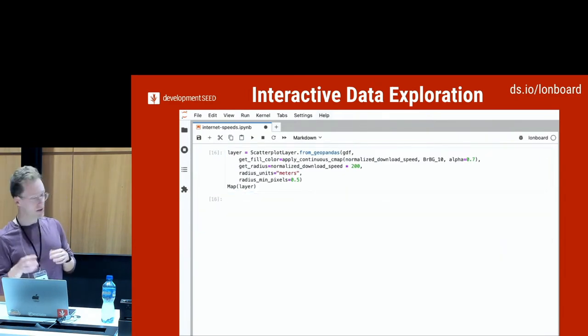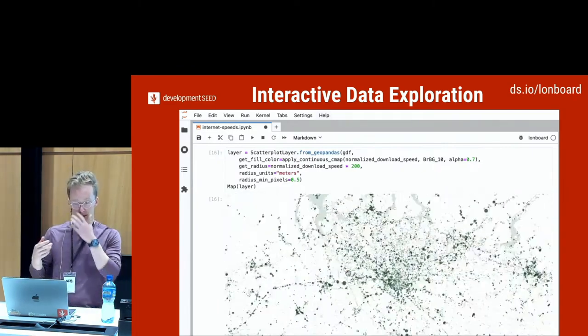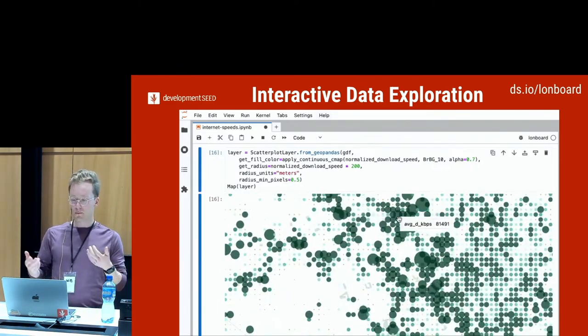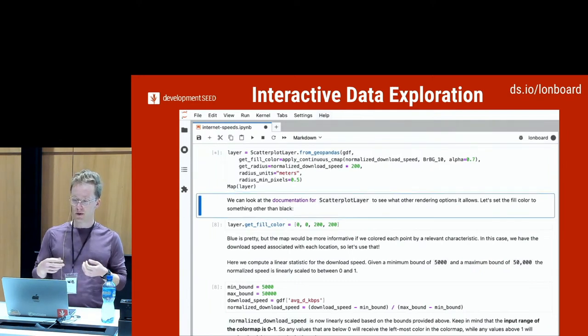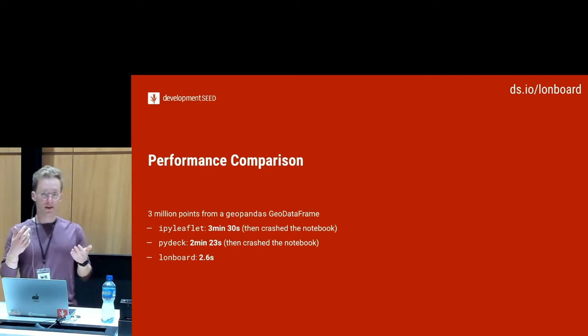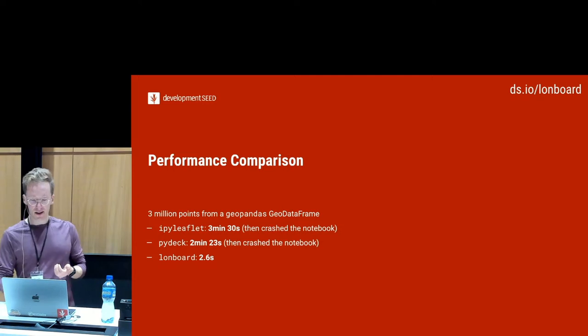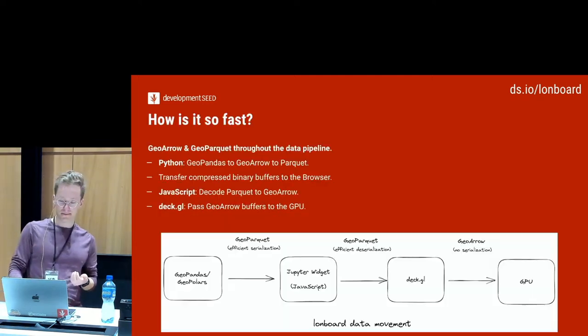And to be clear, this map is interactive. So when I render this, you can zoom in and you can get a tooltip with whatever attributes are in your data over every single one of those points. To compare, I tried this dataset in IPyLeaflet, and it took 3.5 minutes and then crashed the notebook. In pydeck, which is a previous way of connecting to deck.gl, it took 2.5 minutes and then crashed the notebook. And in Lonboard, it took under 3 seconds.